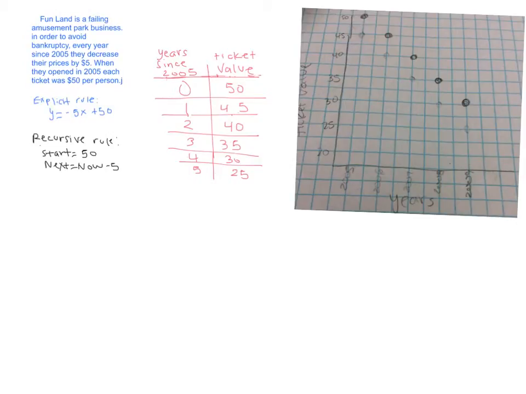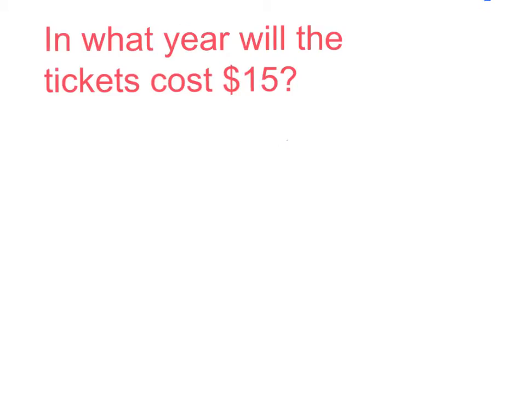Now, the explicit rule is y equals 5x plus 50, and the recursive is now minus 5, and it starts at $50, which was the original price for the ticket. And each year, you decrease by $5, and that's how the graph is in a straight line, because it is linear. So the question is, in what year will the tickets cost $15?